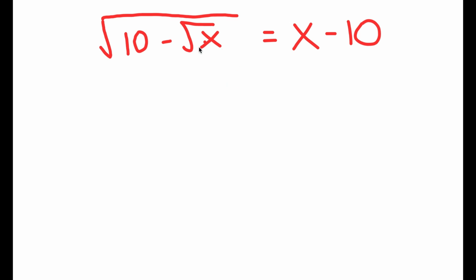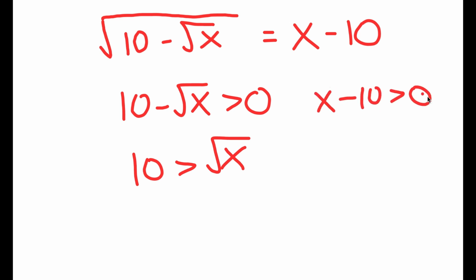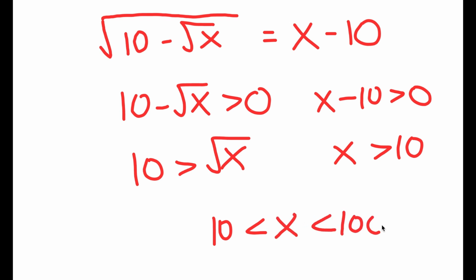On my left-hand side, 10 minus the square root of x is going to be greater than 0, because we have the square root of this is equal to x minus 10, meaning this has to be greater than 0. So this means that 10 is going to be greater than the square root of x. And now on my right-hand side, we have x minus 10, which is again greater than 0, meaning x is greater than 10. So this means that x is greater than 10, but less than 100, because the square root of x is less than 10.